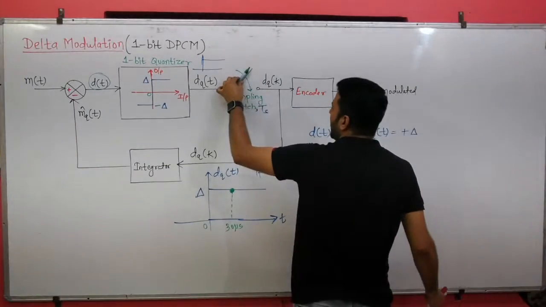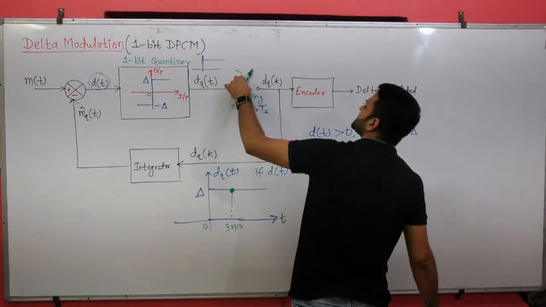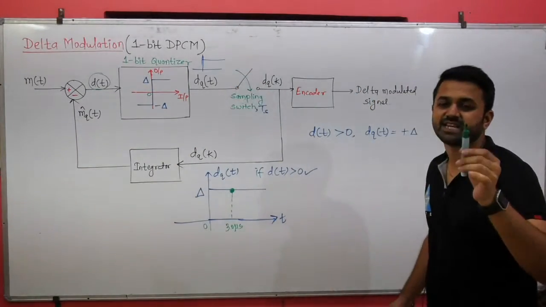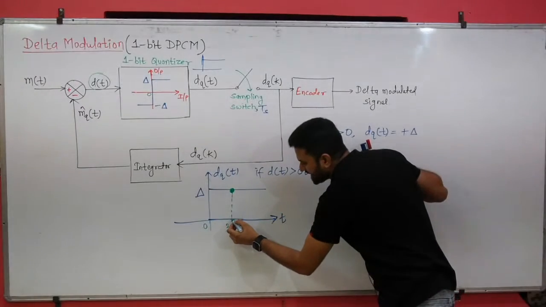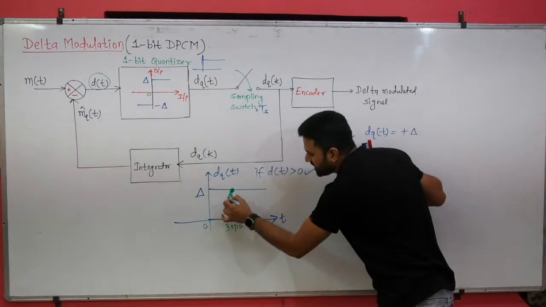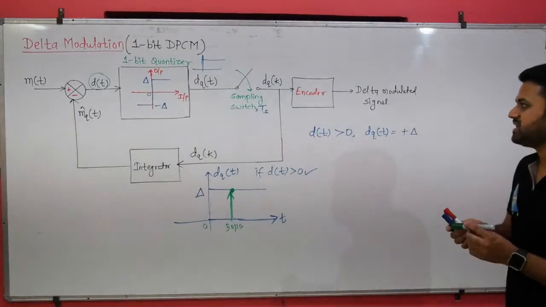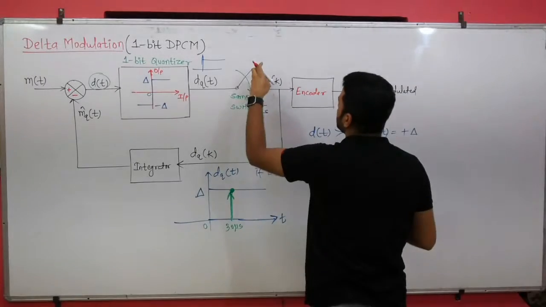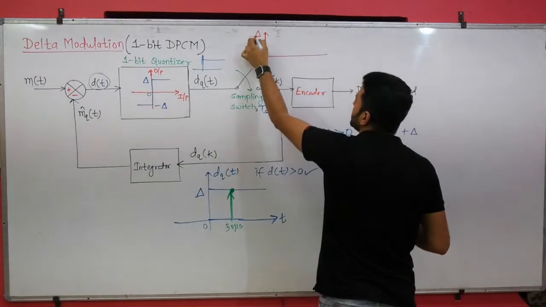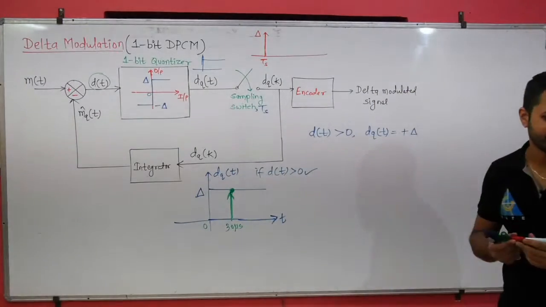At 30 microsecond I am closing the switch, and at 30 plus microsecond I am instantly opening the switch again. So at 30 microsecond, when the switch is closed, you will get an impulse of height delta. So here you will get the impulse of height delta at Ts second.